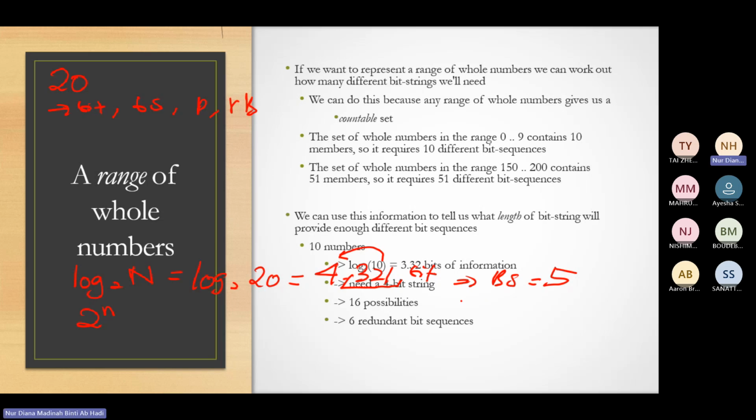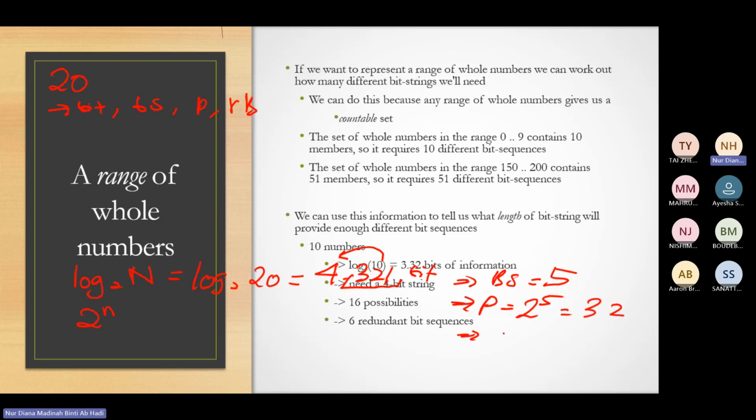Okay? So how about the possibilities? What would be the value for the possibilities? 32. How come it becomes 32? Because 2 to the power of 5. Yes, 2 to the power of 5 becomes 32.